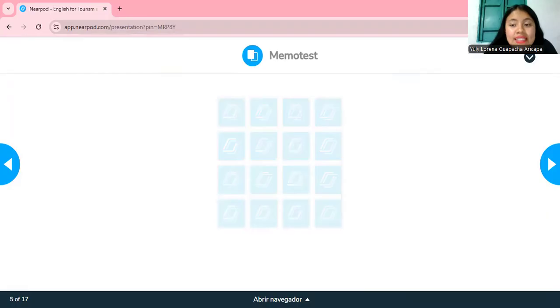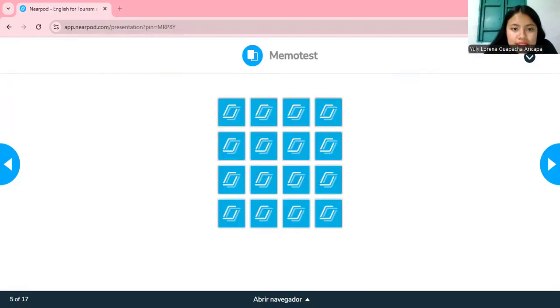Okay, the first activity is about vocabulary practice. So a memory game will be used with images to introduce and reinforce key concepts related to tourism and hospitality. So we can find images about tour guide, luggage, receptionist, customer service, food service, travel agency, tourist, and booking.